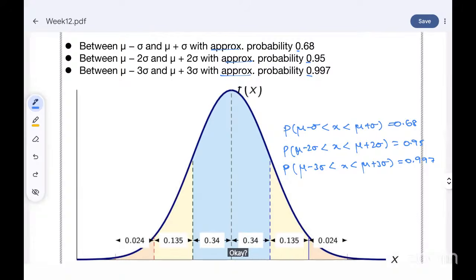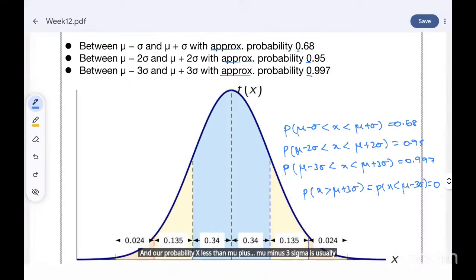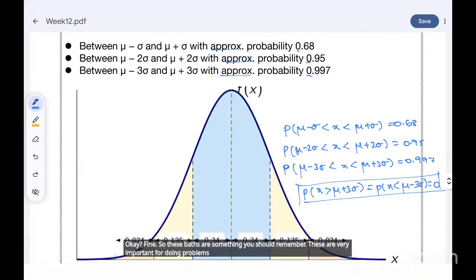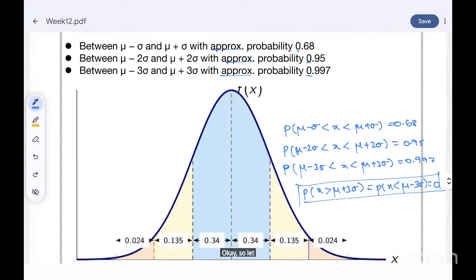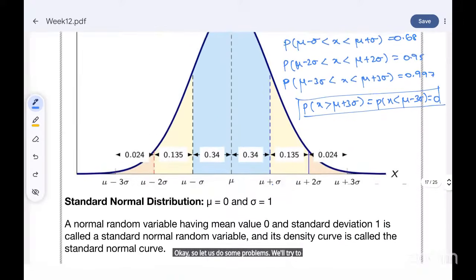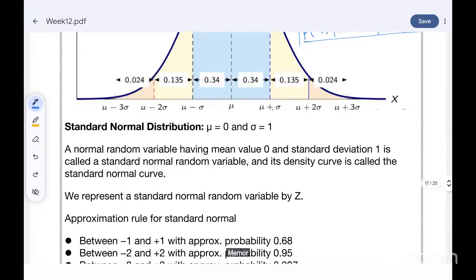So usually the probability of x greater than mu plus 3 sigma and the probability of x less than mu minus 3 sigma is considered as 0, approximately. So this is usually what we consider. Okay, fine. These values are something you should remember. They are very important for doing problems. So let us do some problems. We'll try to write the values again and again for memorizing them.